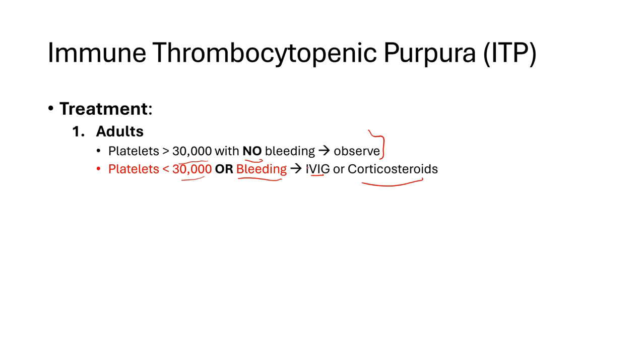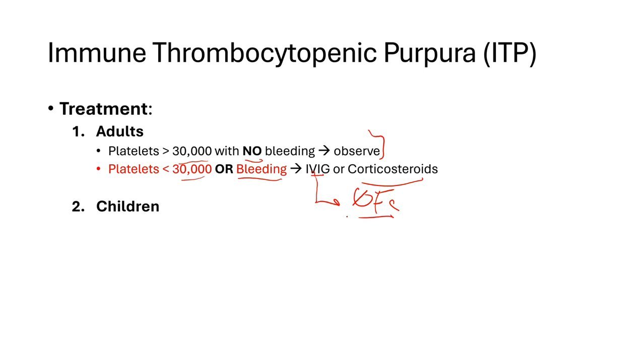On the other hand, it's important to know with IVIG that this blocks the Fc receptors, which are located on macrophages. This prevents them from destroying antibody-coated platelets. This allows for platelets to survive longer in circulation. Knowing that IVIG blocks the Fc receptor is going to be high yield and something I would know for test day.